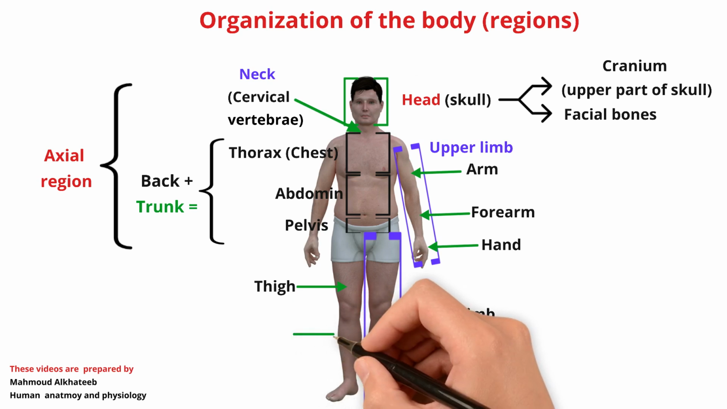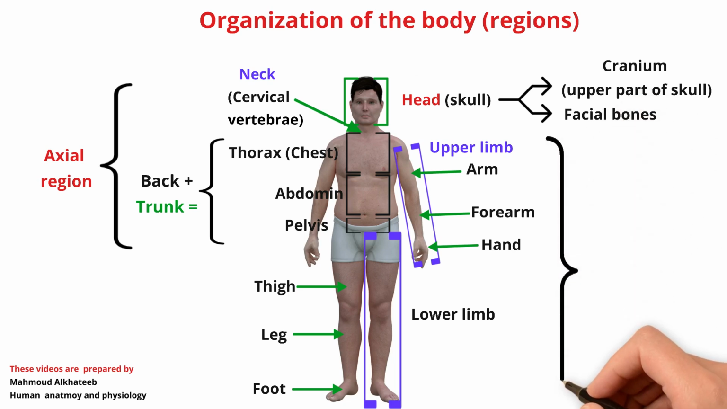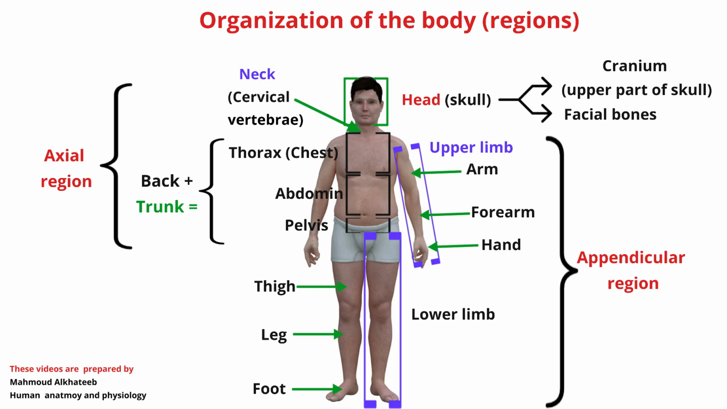Below the thigh, we have the leg, consisting of the tibia and fibula, along with associated muscles, nerves, and tissues, including the calf muscles, gastrocnemius, soleus, and the Achilles tendon. Finally, we have the foot, which includes the tarsals, metatarsals, and phalanges, along with other associated structures. Nonetheless, the upper limbs and lower limbs form the other region of the body, the appendicular region.